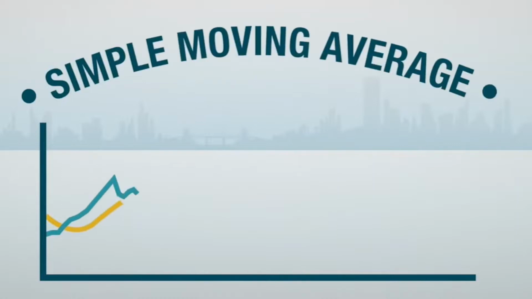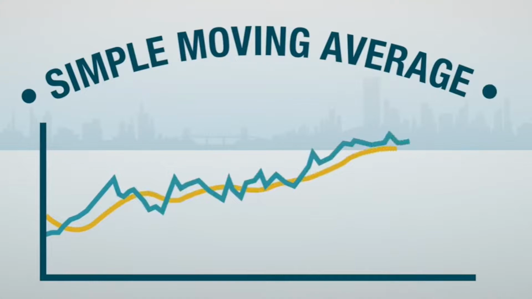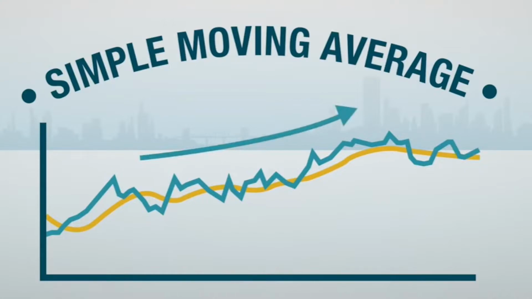A simple moving average is a technical indicator or tool that tracks a security's price over a time period and plots it on a line. This essentially smooths out price fluctuations to give a trader a general idea where the trend is heading. Using simple moving averages to determine trends, a trader can better identify buy and sell signals.